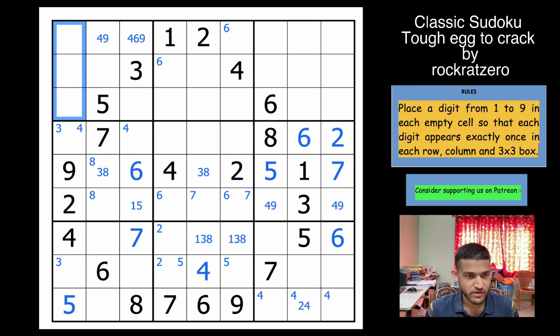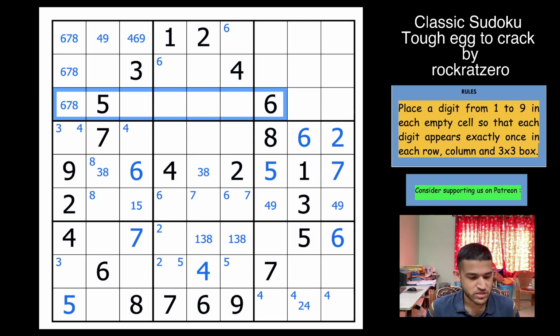This becomes a 6, 7, 8 triplet because you already had 7 and 8 in there. And 6 is not in row 3, so 7, 8. And a 6 in here removes the 6 from this cell. This is 4, 9. So this becomes a 1, 2 pair.